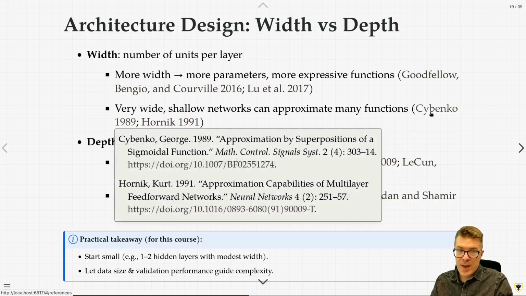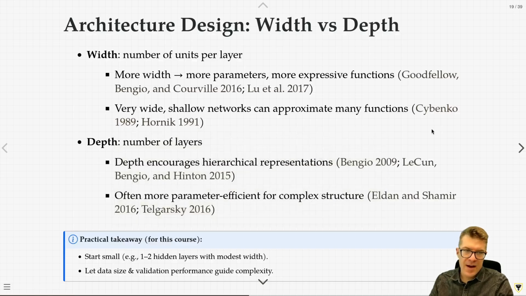And there's other papers over here, again going back to classical times, suggesting that if it's very wide, then even shallow networks with very few hidden layers can still approximate many functions. Depth is where a lot of the action seemed to progress. We call them deep neural networks, not wide neural networks, not wide learning. Deep learning seemed to be the thing to do.